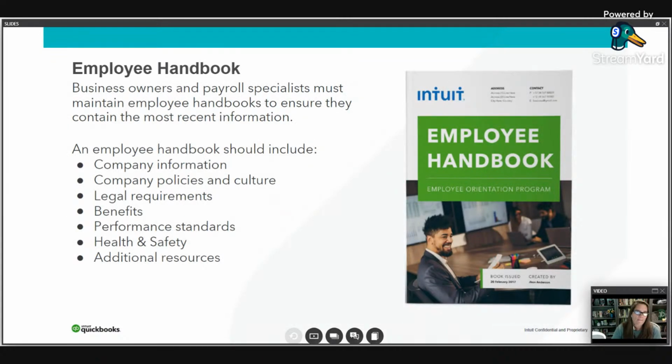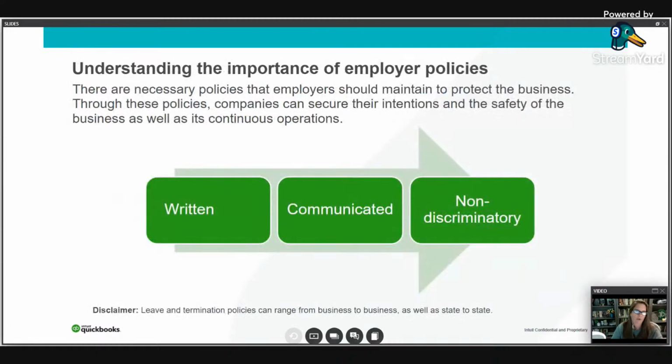Business owners and payroll specialists should have an employee handbook. These are super easy to get. You can download templates and set them up, or have your client set them up. It's pretty easy. It includes policies, culture, legal requirements, any benefits, performance standards, and any additional resources. It's always good to have an employee handbook, because if something happens and there are any legal issues, and the employee says, well, there's no handbook, I didn't know that, it's really handy to have one.